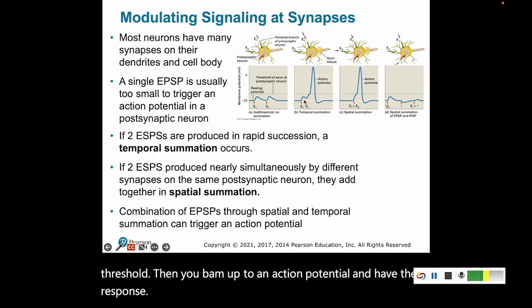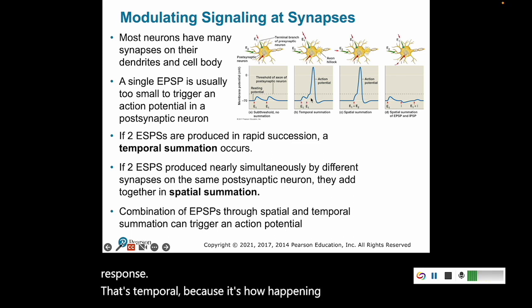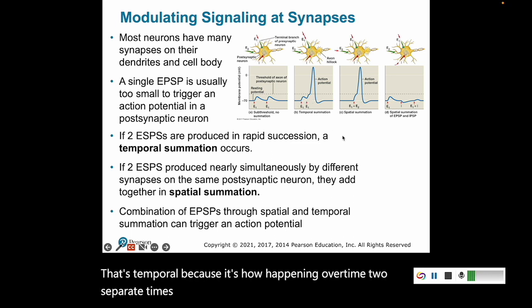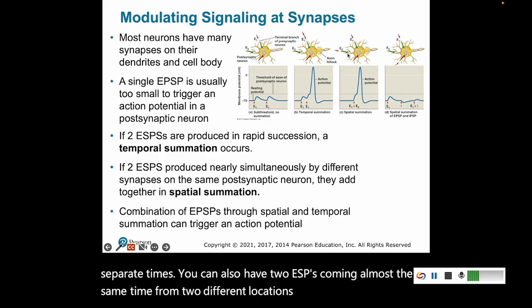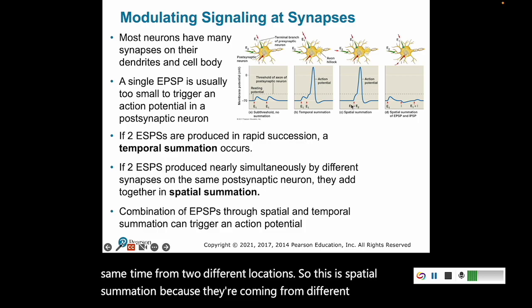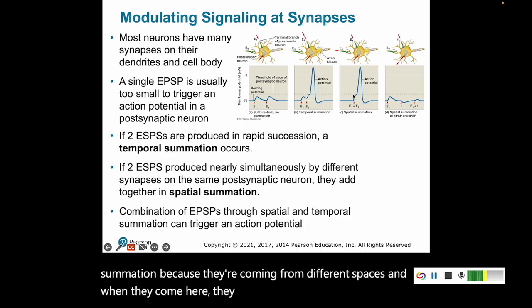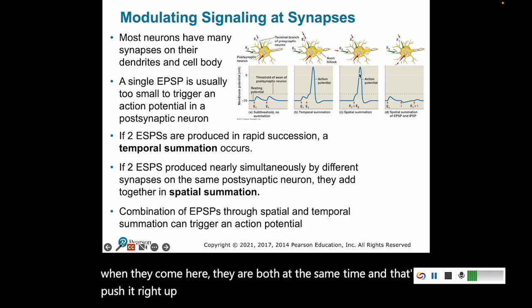That's temporal because it's happening over time, two separate times. You can also have two EPSPs coming almost the same time from two different locations. So this is spatial summation because they're coming from different spaces. And when they come here, they are both at the same time, and that'll push it right up to threshold. You create an action potential and have your signaling.